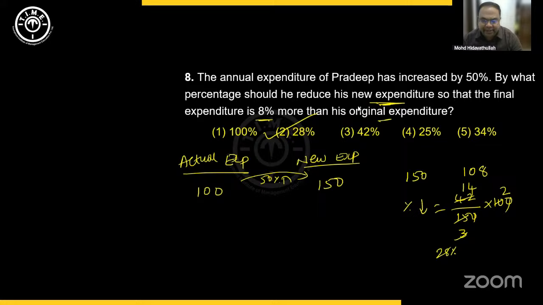So expenditure increased by 50%. So 100 will become 150. Now what is happening here? 100 becoming 150. I want to make it 8% more than the actual expenditure. That means from 150 you need to bring it back to 108. So you calculate the percentage decrease. Right? So next question.